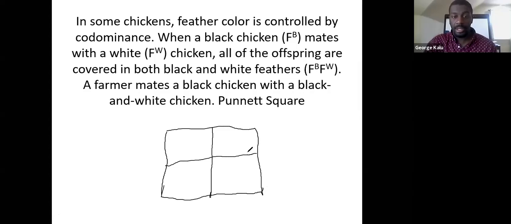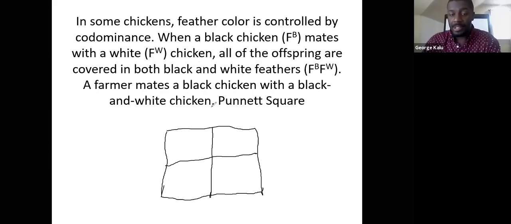All right, cool. Okay, so we're going to take a look at each of these chickens. This first chicken is a black chicken. If we have a black chicken, what is its genotype going to be? It was completely black. It's going to be FB, FB over here.